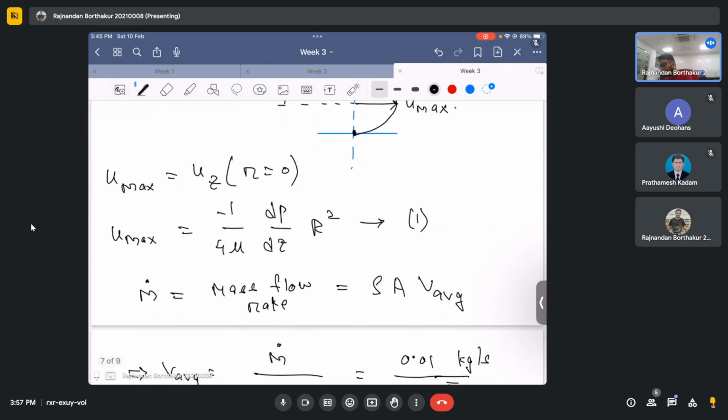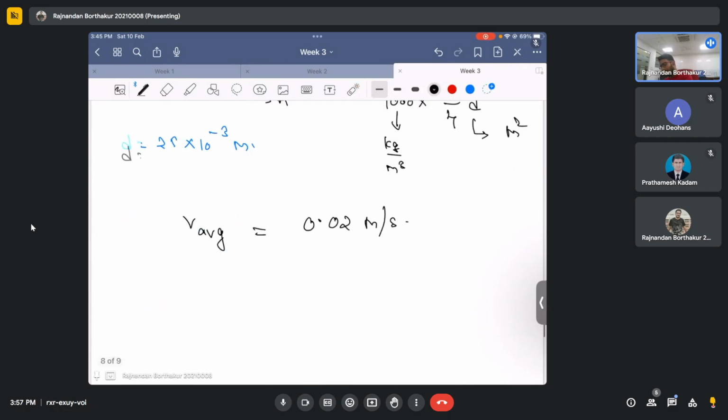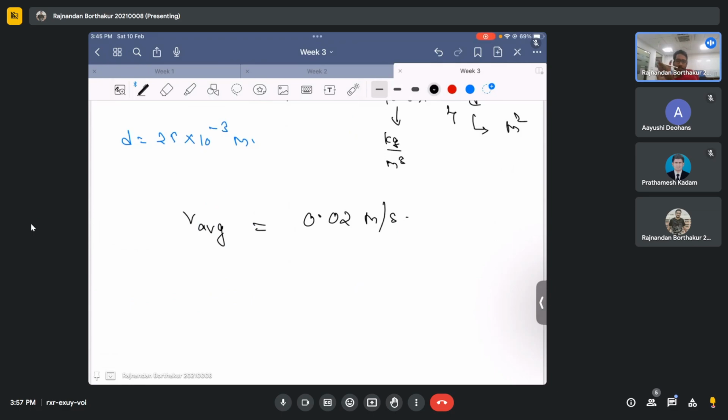However, do we require V average? We don't, because in order to find the unknown pressure gradient, we required V max. Now tell me, what is the relationship between V max and V average in a Hagen-Poiseuille flow? Twice, exactly. This is a very famous result, and remember it is only true for a Hagen-Poiseuille flow. V max is twice V average, and thus becomes 0.04.